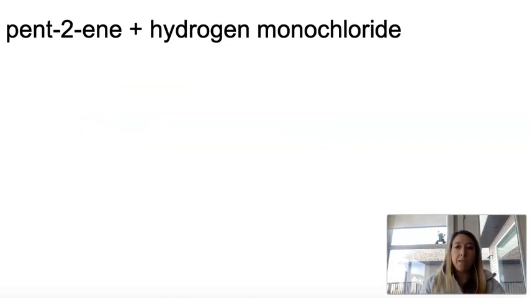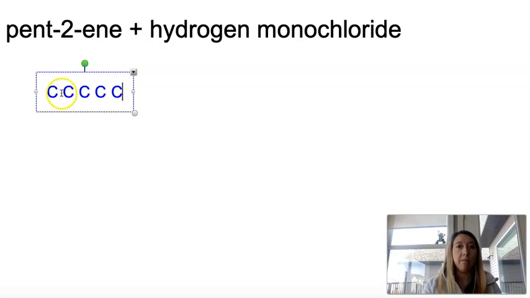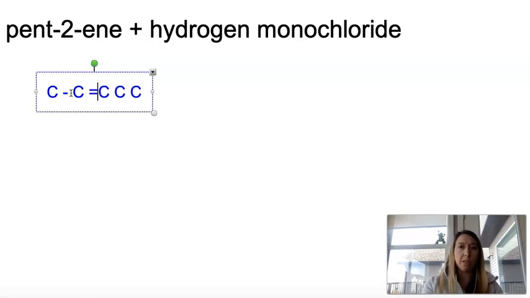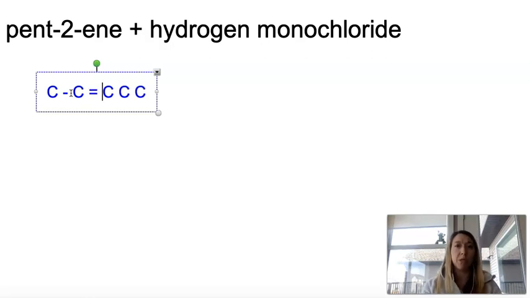Okay, so now we get into a little bit larger of an example, right? Now we have pent-2-ene plus hydrogen monochloride. So we think about pent-2-ene. We have 5 carbons, so 1, 2, 3, 4, 5. Right? We know we have some single bonds, but we also know that we have a double bond, right? And we have a double bond after carbon number 2 because it's a 2-ene.